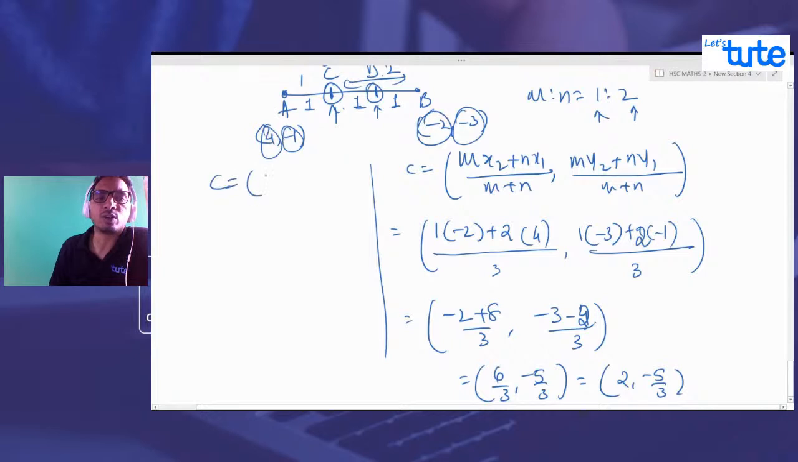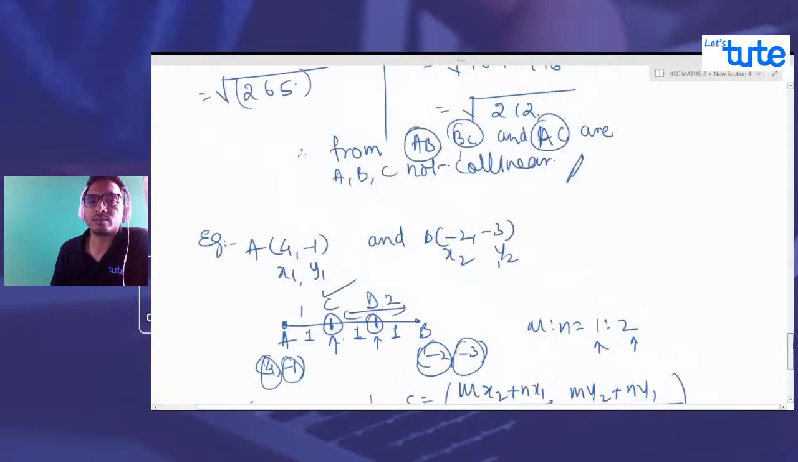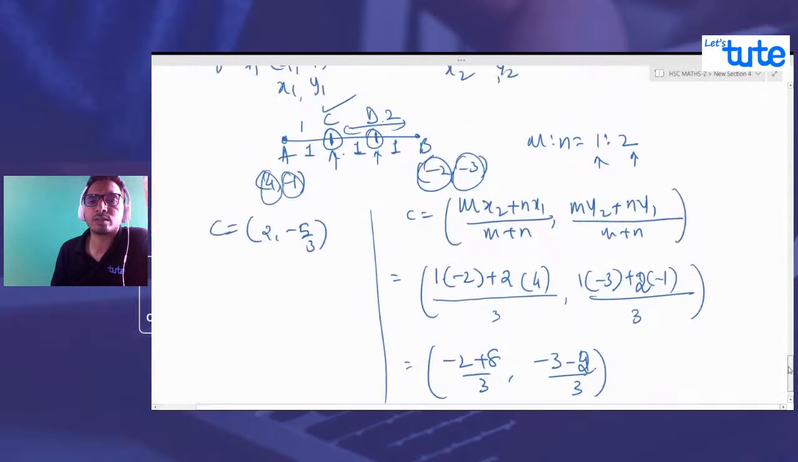So the point C, what we got, we can see from here, is 2 comma -5 upon 3, correct? So D we already know. What is the value of D? Sorry, what are the coordinates of B? B is -2, -3, and D is the midpoint. That's what we are trying to consider, because we are considering this ratio. So I'll write over here, B would be -2, -3, correct?